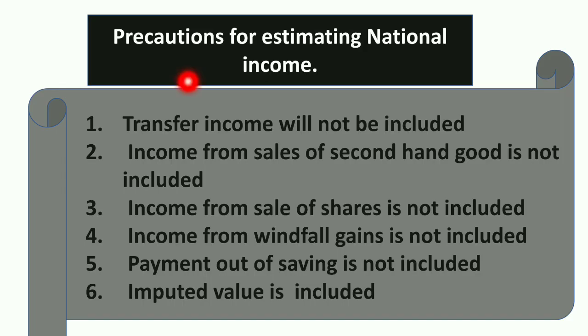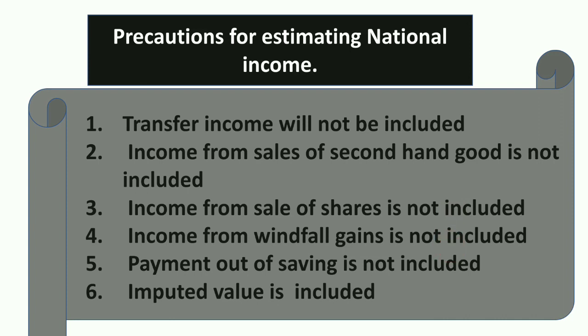Now coming to the precautions for estimating national income from the expenditure method, they are the same as they were in the product method and income method. Transfer income will not be included because it is a unilateral payment. Income from sales of second hand goods will not be included. Why? Because these were already included when they were sold for the first time. But the services of brokerage and the commission agent, which are generated while selling second hand goods, will be included, because there is new service generation. Income from sale of shares is not included because they are merely paper claims. There is no corresponding generation of income or output. It is only changing the name of the owner.